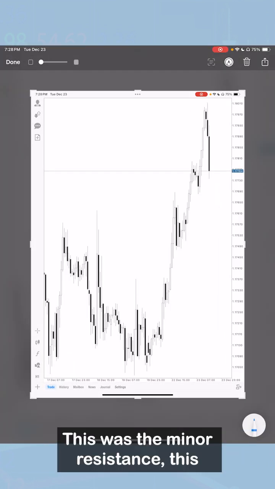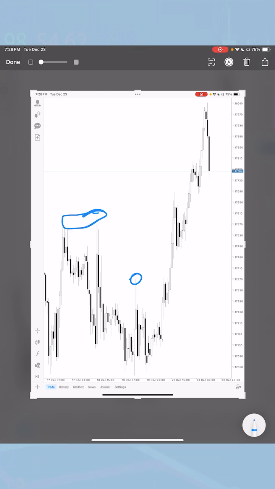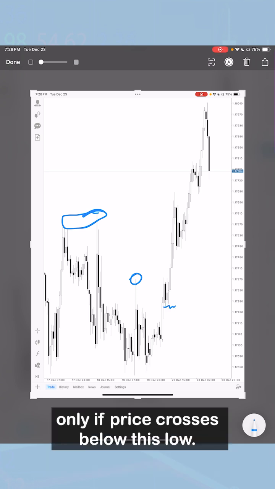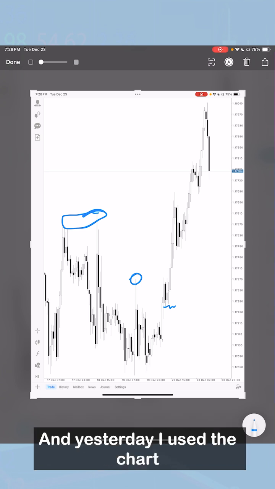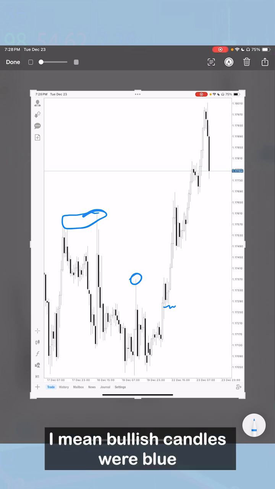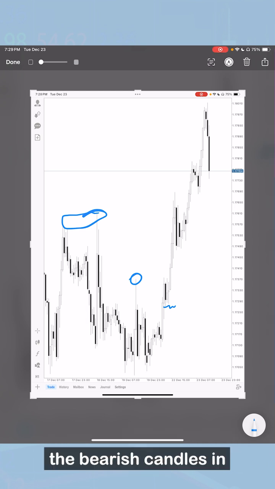This was the minor resistance. This and these were also minor resistance. So yesterday I wasn't sure whether or not price will start moving to the downside, which is why I mentioned yesterday that we will take a sell position only if price crosses below this low. And yesterday I used a chart where the bullish candles were blue and bearish candles were red. Today, the bearish candles in this chart are black.